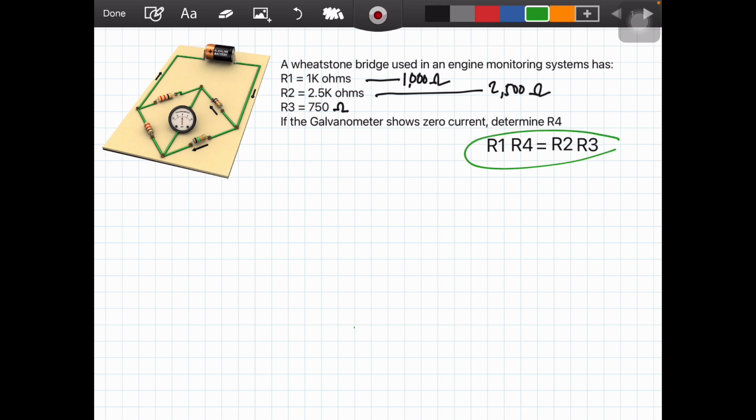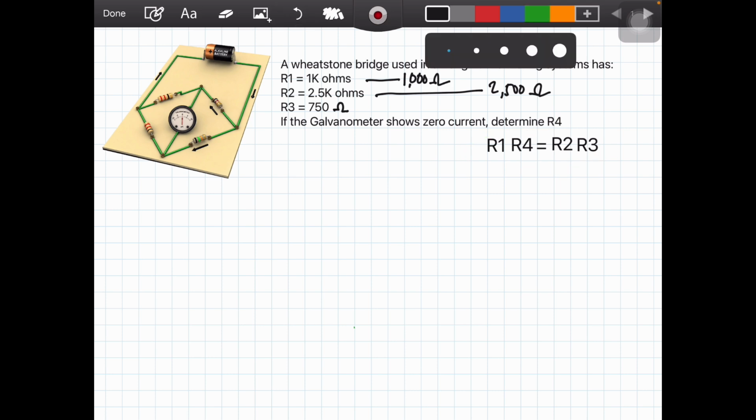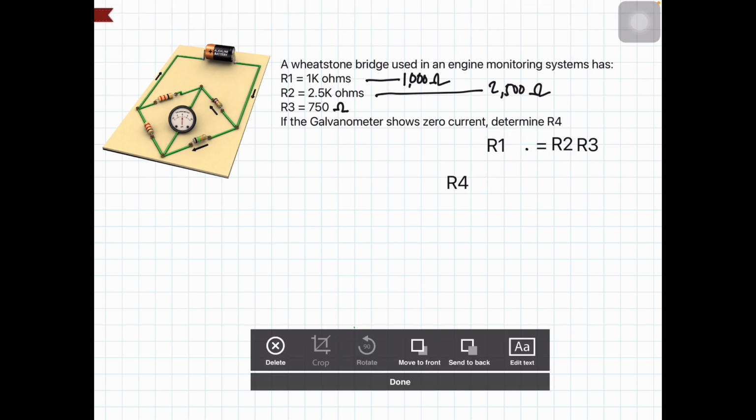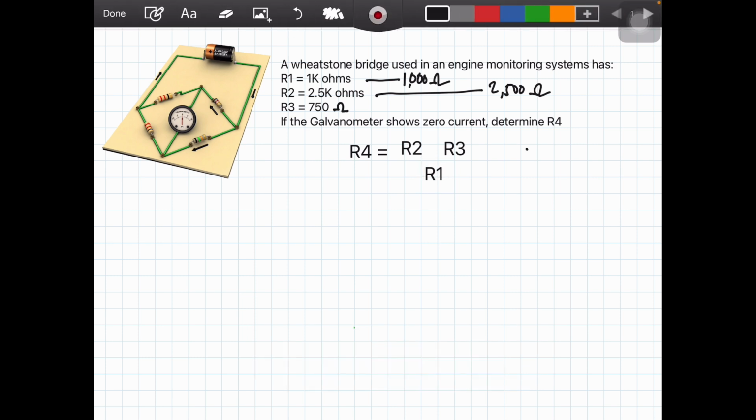R1 R4 is equal to R2 R3. So we are looking for R4 here. R4 equals R2 and R3, with R1 sa baba, sa bottom part. So R2 and R3, we multiply that over R1. All right.